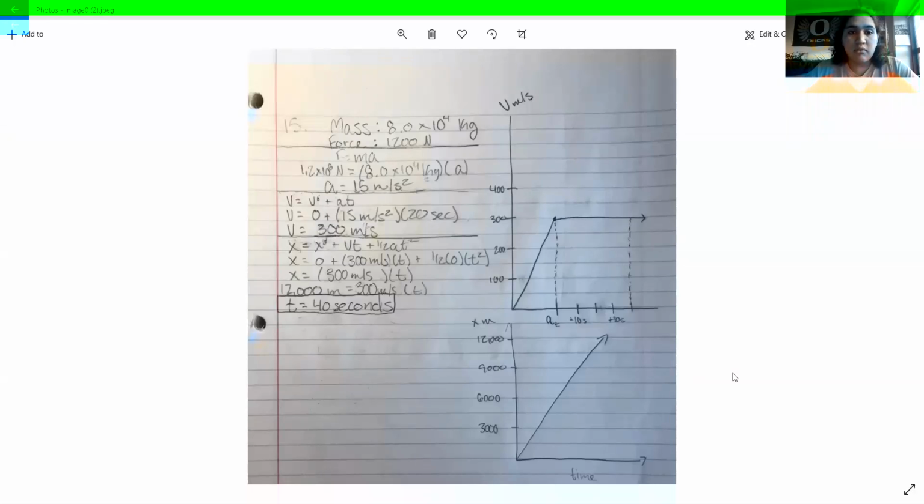Okay, so my first problem is problem 15, and it states an 8 times 10 to the fourth kilogram spaceship is at rest in deep space, and thrusters provide a force of 1,200 kilonewtons. The spaceship fires its thrusters for 20 seconds to then coast for 12 kilometers. How long does it take the spaceship to coast this distance?